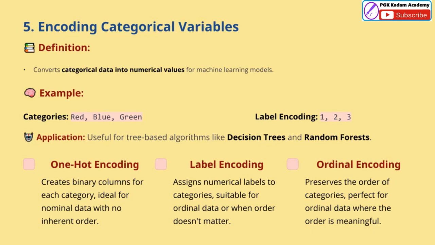One-hot encoding creates a separate column for each category, which is ideal for nominal data, where there's no inherent order. Ordinal encoding preserves the order of categories, making it suitable for ordinal data where the order is meaningful. These encoding techniques are especially useful for tree-based algorithms like decision trees and random forests.